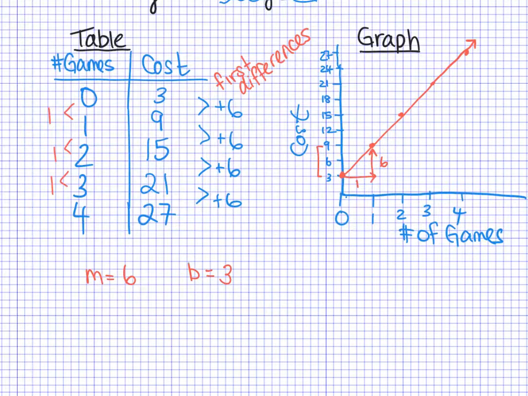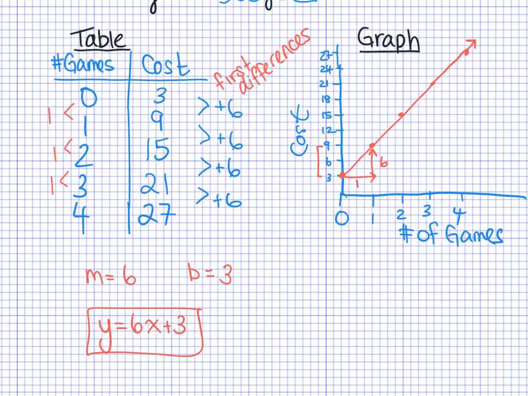So if we wanted to write the equation, then we would just use the format y equals mx plus b. So y equals 6x plus 3 could be the equation of this bowling game.